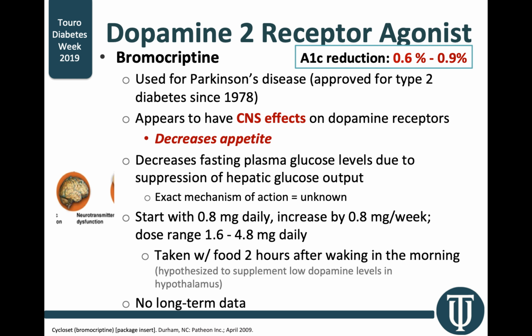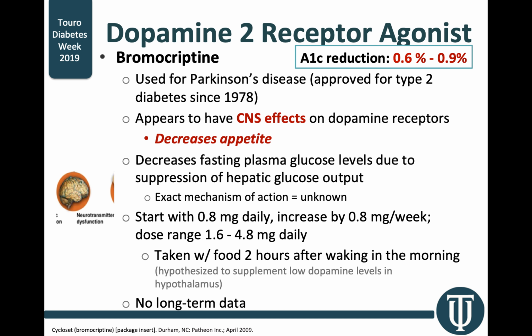to manage glucose by decreasing appetite, and it has something to do with the central nervous system effect on the dopamine receptors. And it was originally approved for Parkinson's disease, but then later on, it was found that it has an impact on the glucose level for type 2, so it was approved since 1978. So in terms of A1C reduction, we might see roughly 0.9% reduction. So this medication will help to decrease fasting glucose due to the suppression of hepatic glucose output.